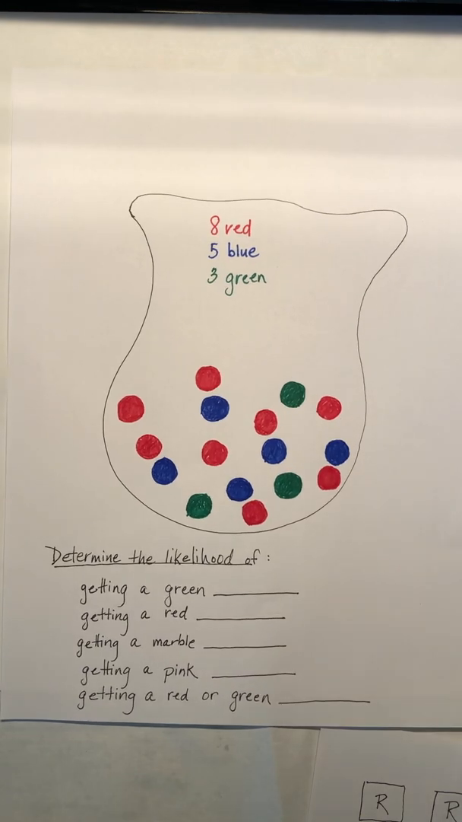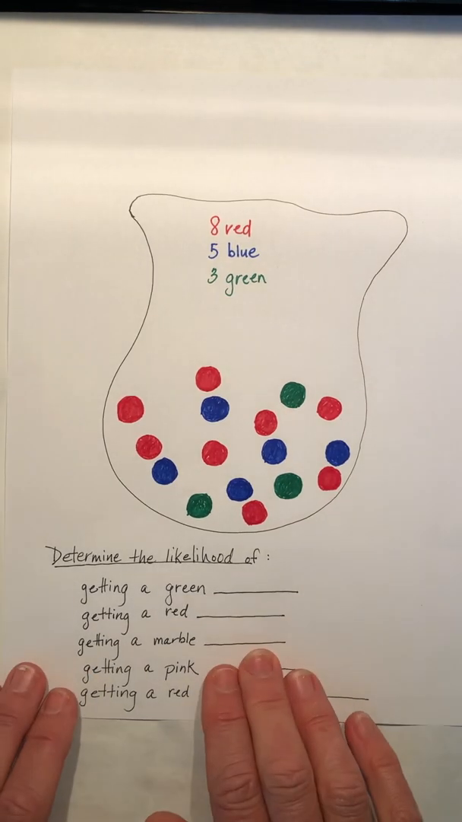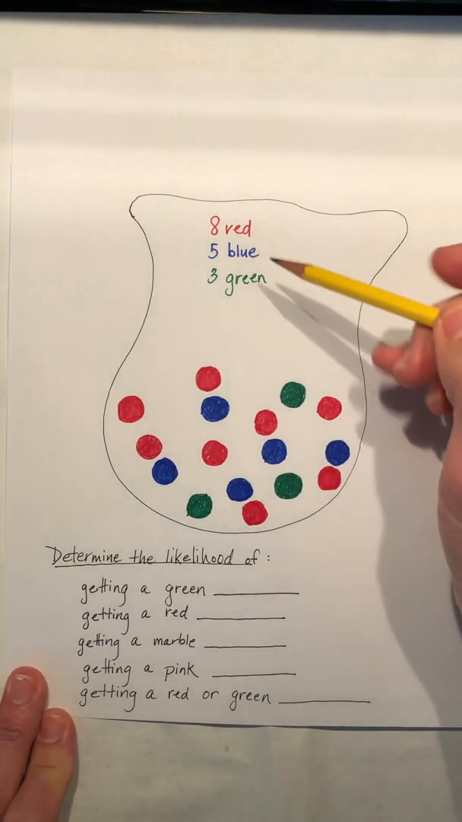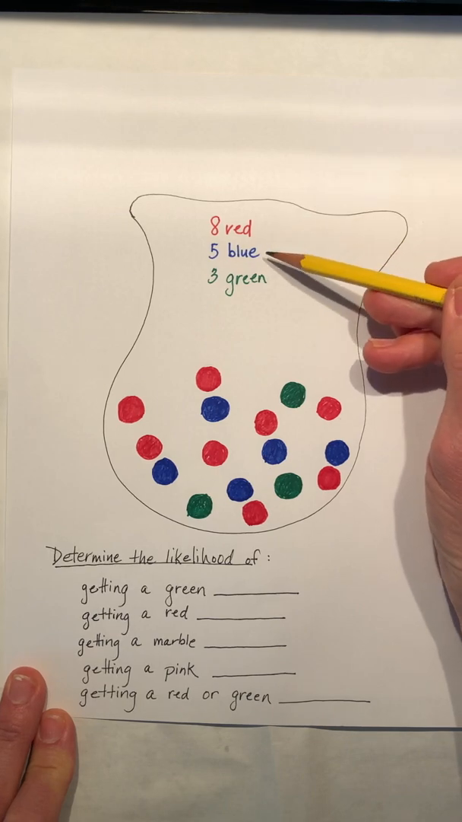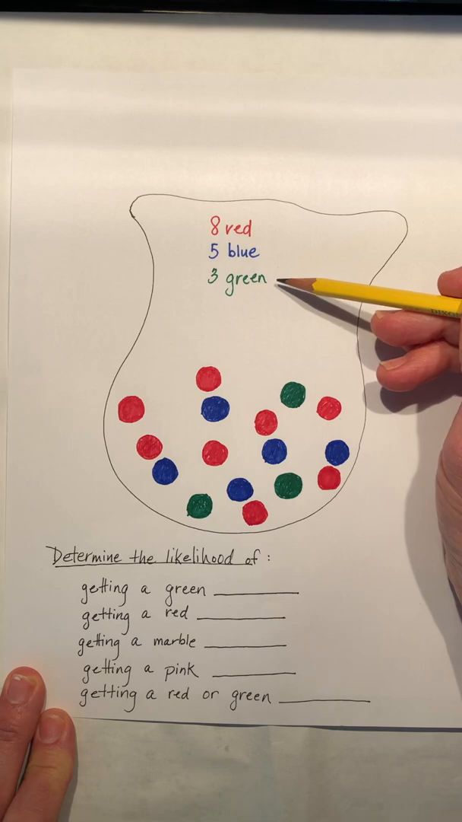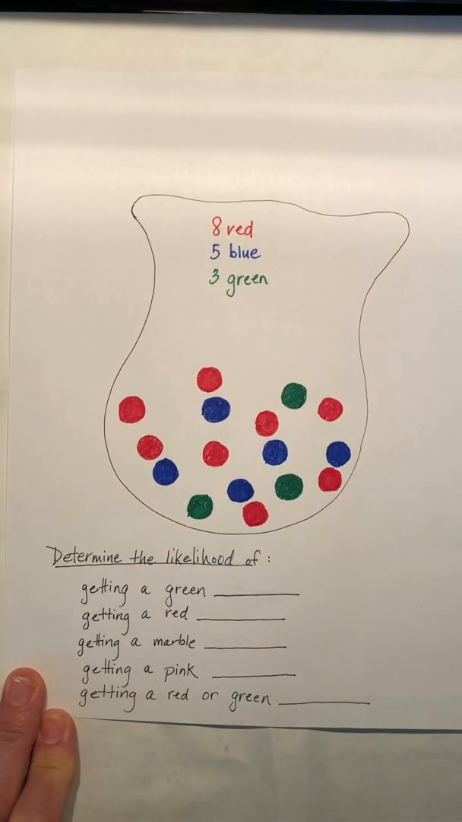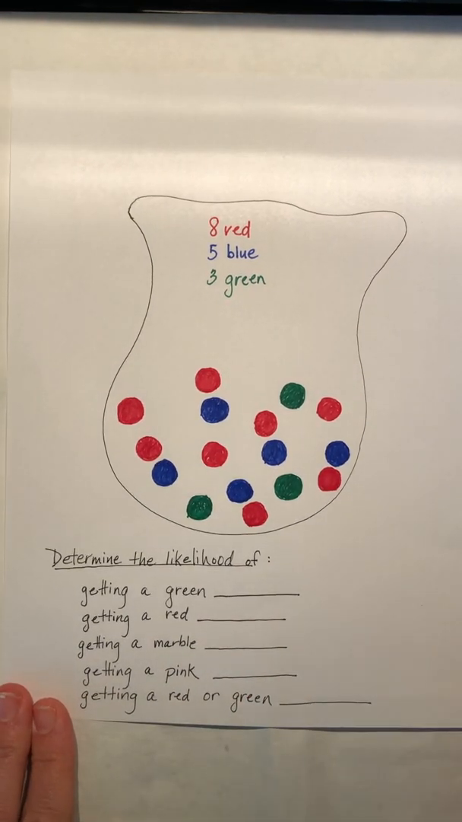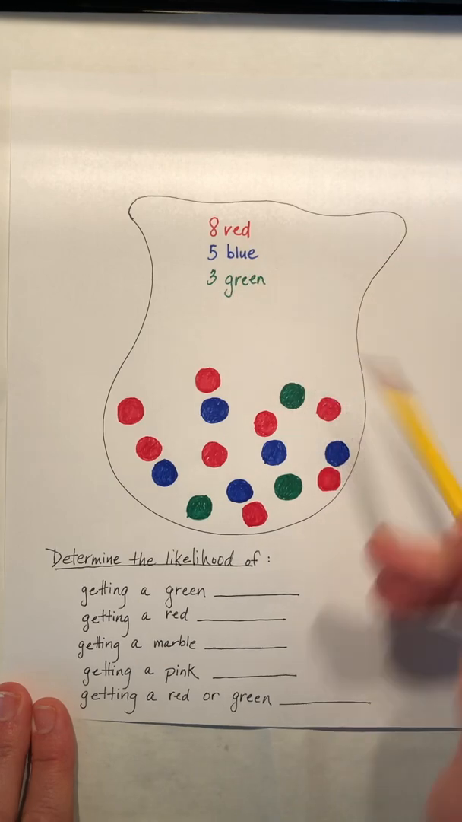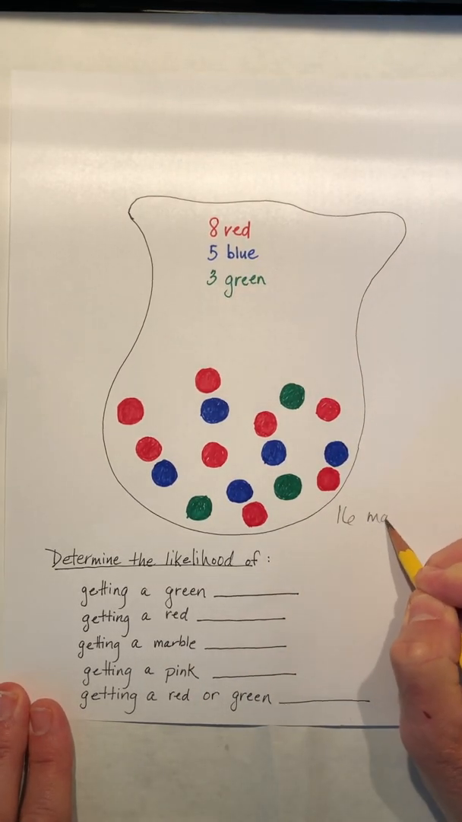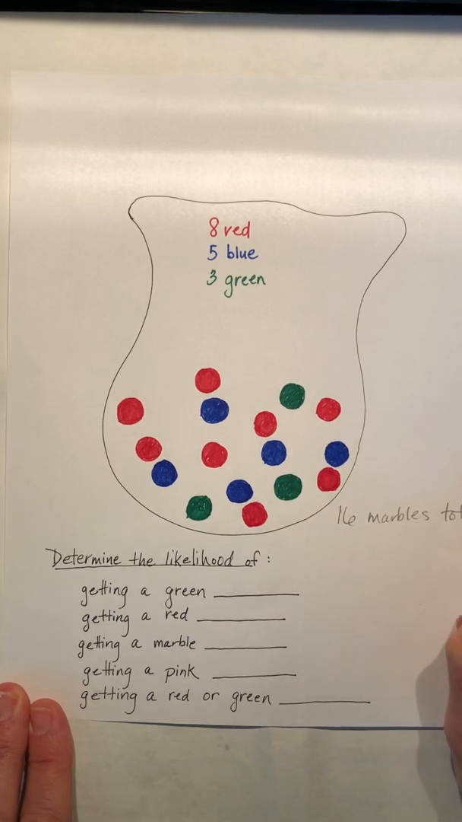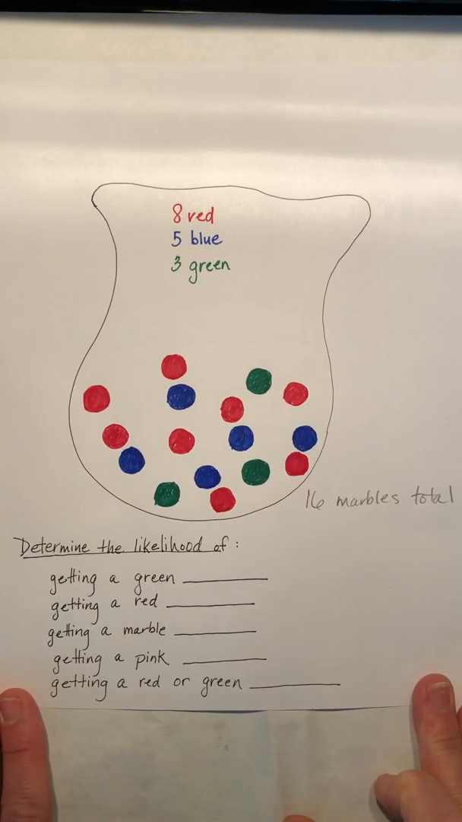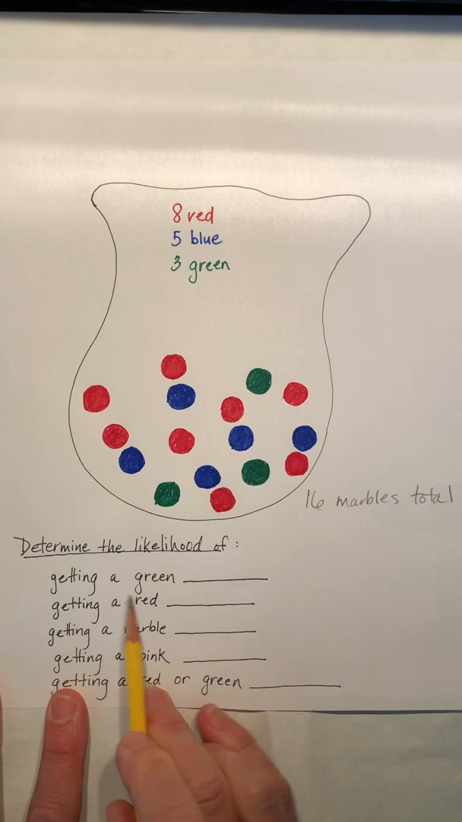So let's take a look at something else. Here I have a bag of marbles. And I was bored, so I drew the bag. You certainly don't need to. But what you do need to jot down is that we have 8 red, 5 blue, and 3 green. What's the total number of marbles that we have? Wow, a mosquito just flew across my screen. I hope it doesn't come back to bite me. What's the total number of marbles in here? 8 plus 5 plus 3 is 16. So we have 16 marbles total.